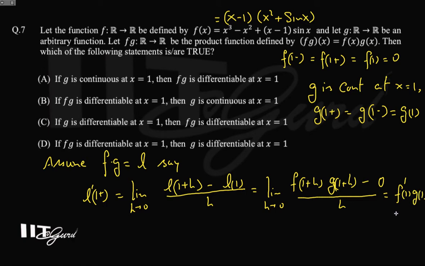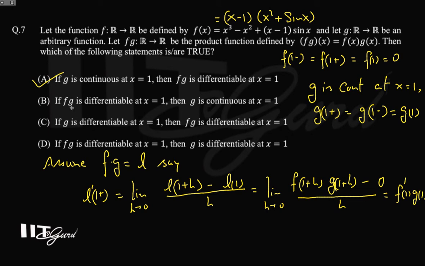Now you see whether it is differentiable. As g of 1 is some arbitrary but definite value, and f dash 1 exists as some definite value, this shows that this exists, meaning fg is differentiable. So we recall that L dash of 1 exists, which means this option is correct.